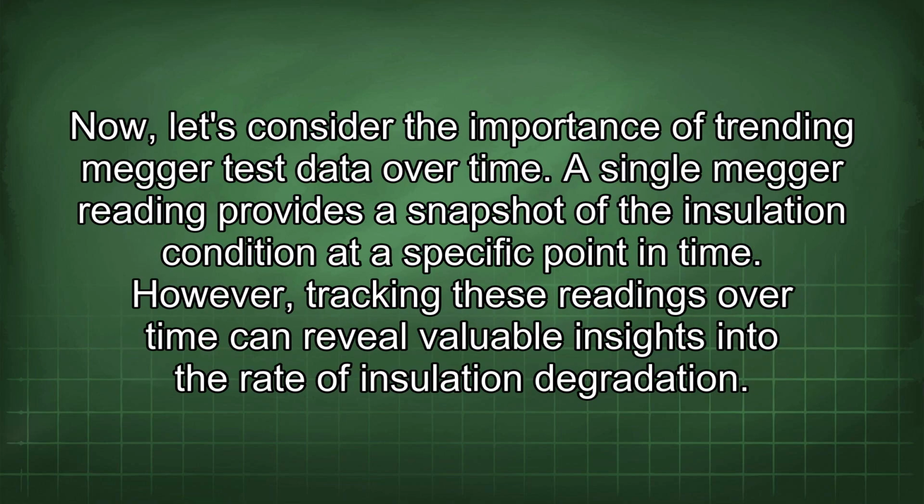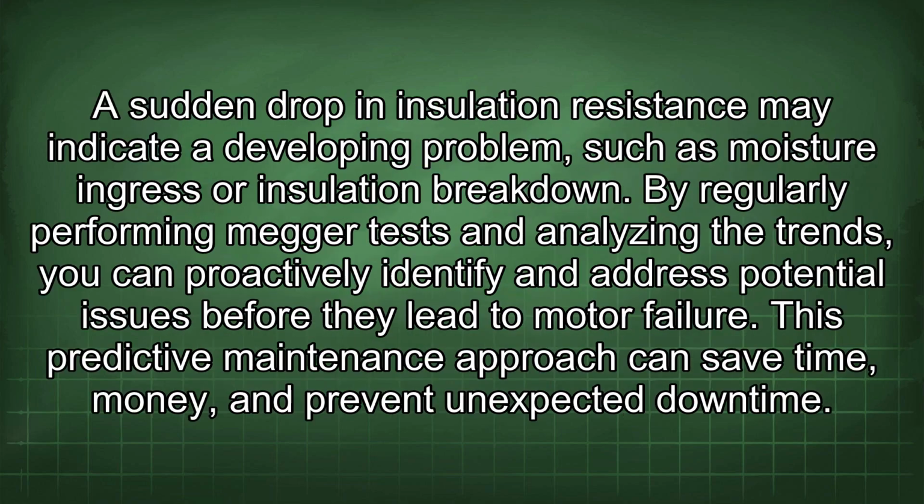Now, let's consider the importance of trending Megger test data over time. A single Megger reading provides a snapshot of the insulation condition at a specific point in time. However, tracking these readings over time can reveal valuable insights into the rate of insulation degradation. A sudden drop in insulation resistance may indicate a developing problem, such as moisture ingress or insulation breakdown. By regularly performing Megger tests and analyzing the trends, you can proactively identify and address potential issues before they lead to motor failure. This predictive maintenance approach can save time, money, and prevent unexpected downtime.